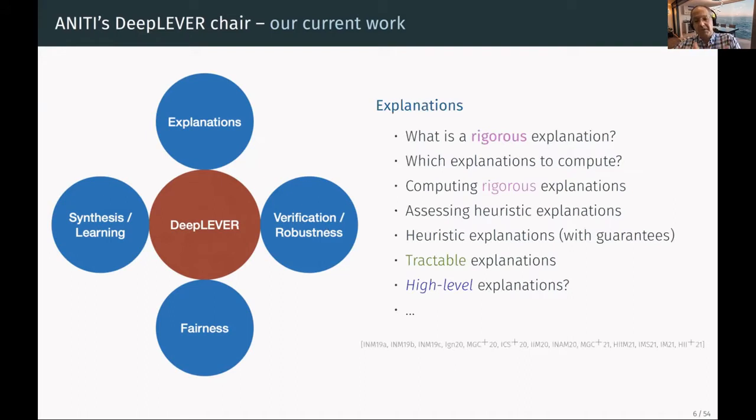So we started by understanding what a rigorous explanation was, how we could compute rigorous explanations, assessing the quality of heuristic explanations, and I'm going to talk a little bit about that, and developing techniques to be efficient in computing explanations, and I'm going to talk a little bit about that as well. So here you'll have a bunch of publications that we have on this topic.